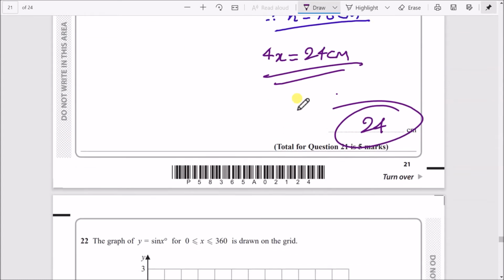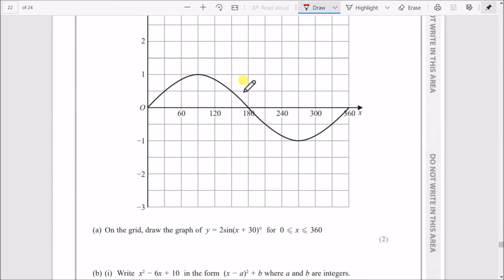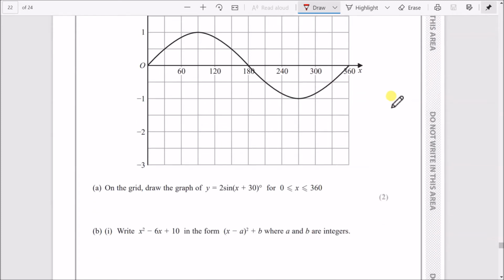Okay, let's go down. The graph of y equals sine x for x between 0 and 360 is drawn on the grid. So here's our natural sine wave graph, where our peak is always at 1 and the other peak is at -1. And this is just one complete loop from 0 degrees all the way to 360. Now on the grid, we need to draw the graph of y equals 2 sine x plus 30 for x between 0 and 360.